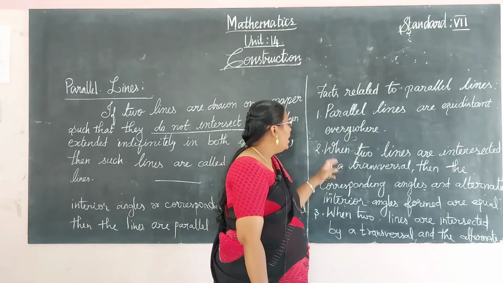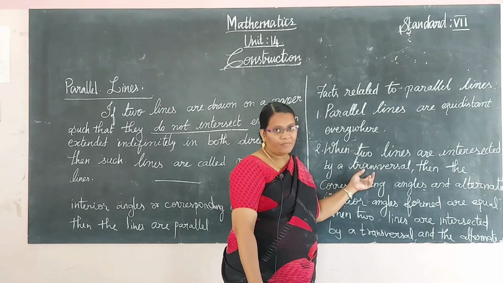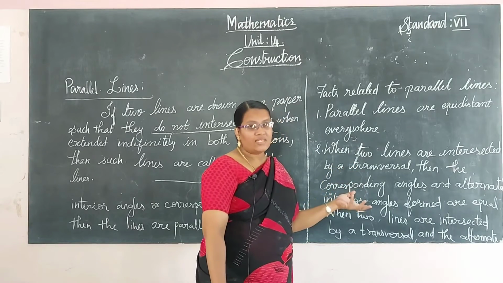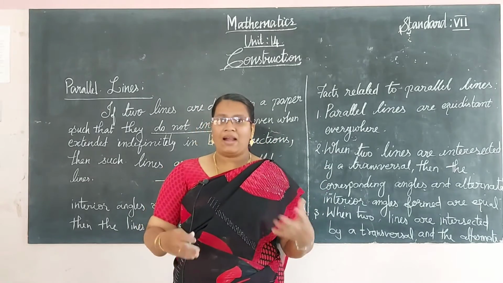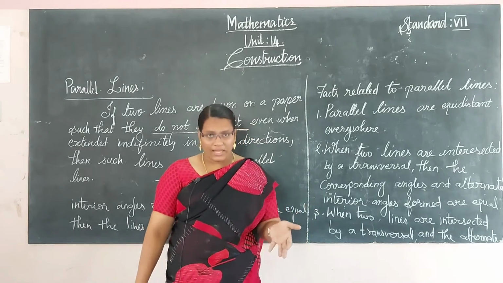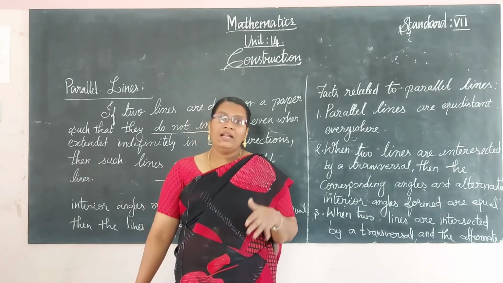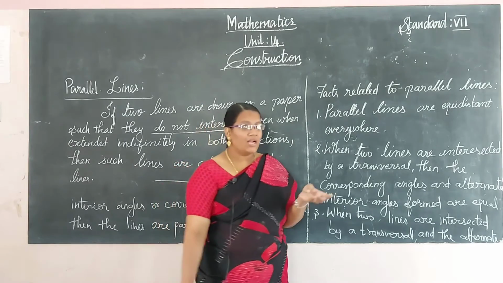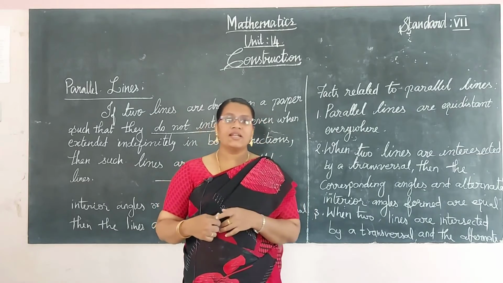And the second one: when two lines are intersected by a transversal. We already learned about the transversal. What is the definition of a transversal? A straight line that intersects the parallel lines at distinct points is called the transversal. It makes 8 angles, and it has some special angles. What are they? Corresponding angles, alternate angles, vertically opposite angles.